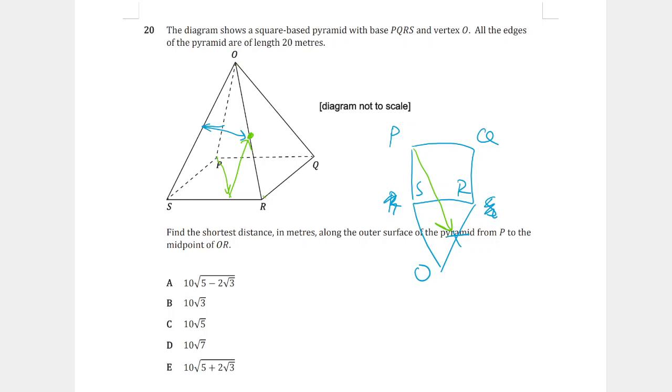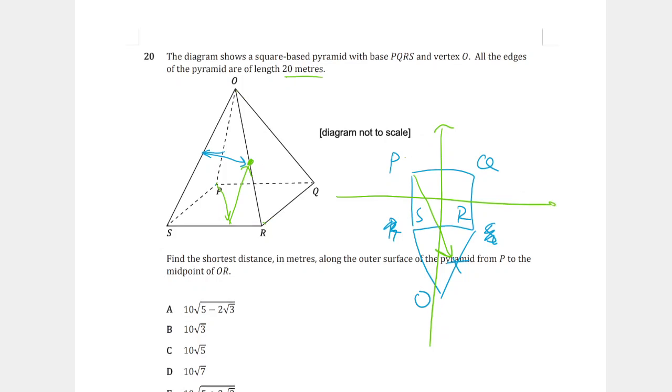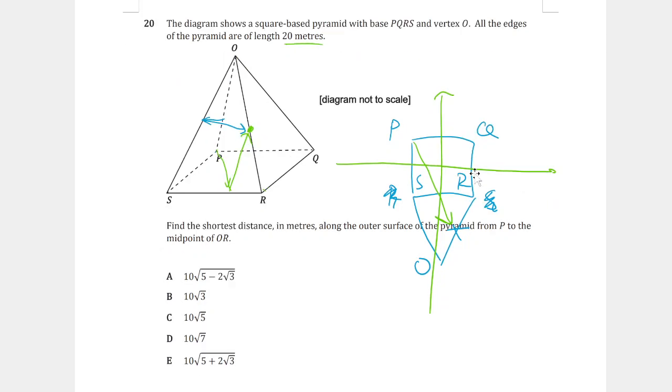There are lots of ways, but what I'm going to do is force some coordinate axes on here. I think that's the easiest way to do it. So what are the coordinates of P? Well, the side length is 20 meters, so this is negative 10, 10. Good. What are the coordinates of R, for example? R is 10, negative 10, right?